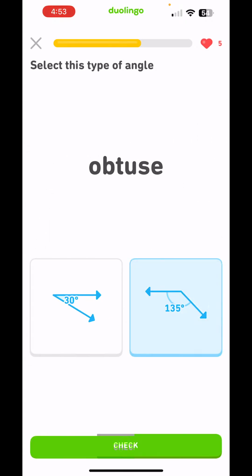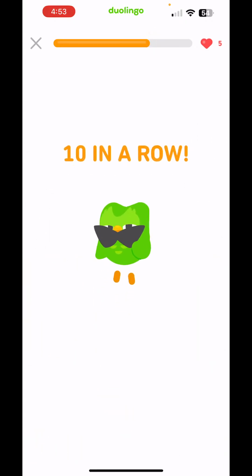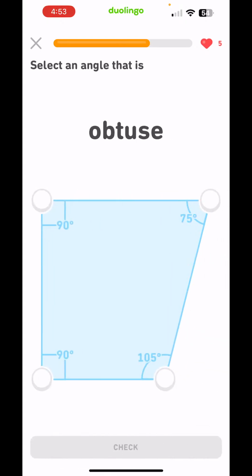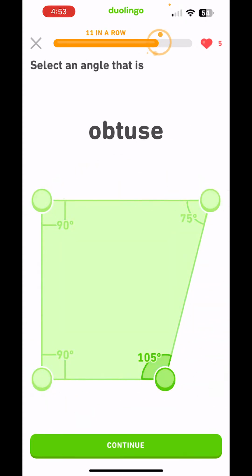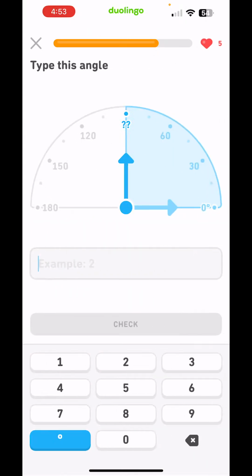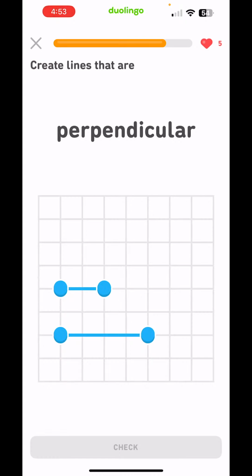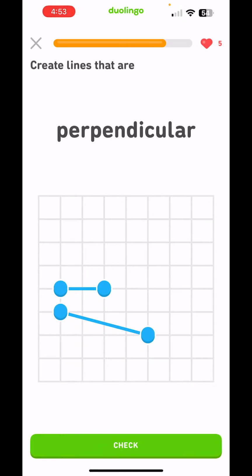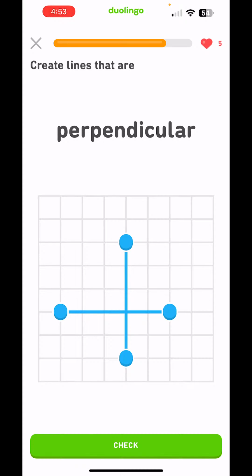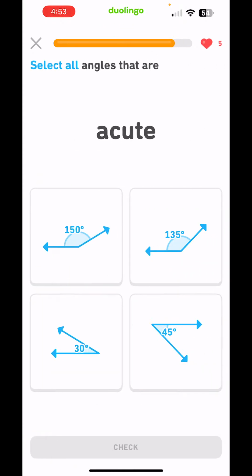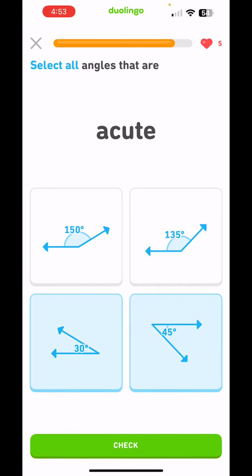Okay, obtuse. We're getting through this pretty quickly. All right, another obtuse angle would be 105. This angle, that is 90 degrees. Perpendicular. All right, so let's just move this right here, and there we go. Acute angles would be these down here.